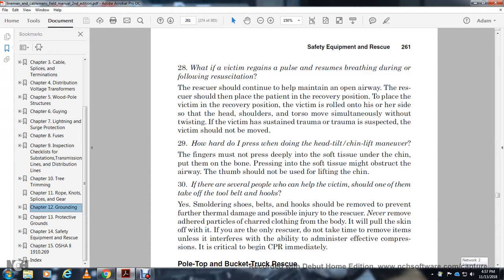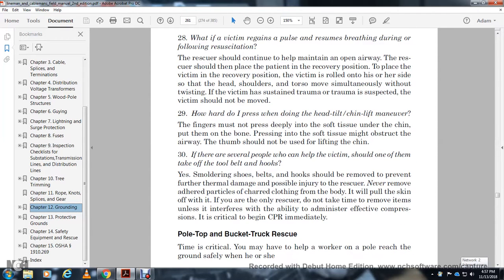29. How hard do I press doing the head tilt and chin lift maneuver? The fingers must be pressed firmly on the bone under the chin, not deeply into the soft tissue. Pressing on the soft tissue might obstruct the airway. The thumb should not be used for lifting the chin.